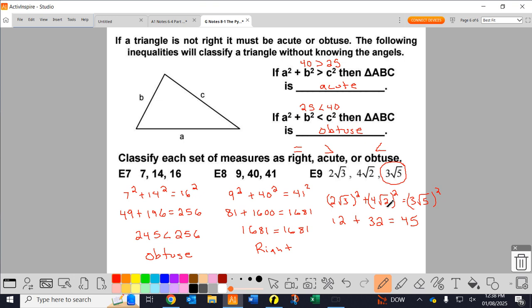Okay, so 12 plus 32 is going to be 44 compared to 45. They are not equal. I was surprised when I did the notes the first time for this. 44 is less than 45, so this one is actually also what? Obtuse. It is obtuse. Now, we didn't have one like this, so I'm going to put this last little thing out here to the side.